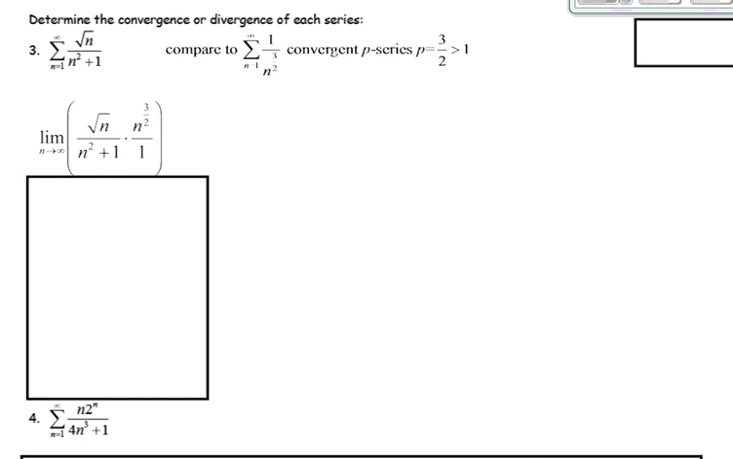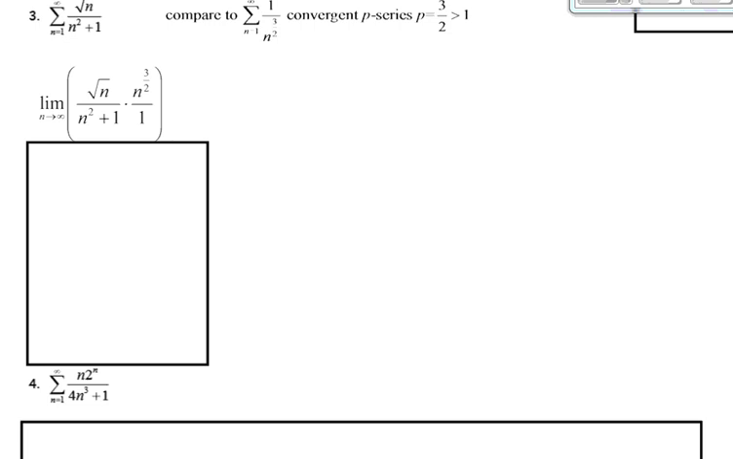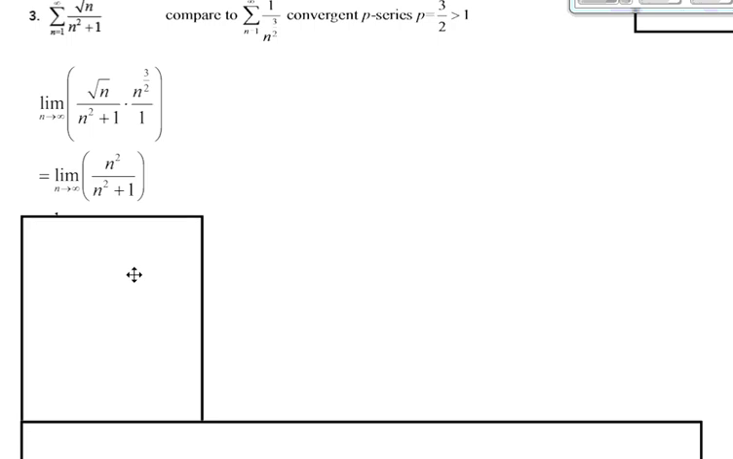Alright, so with that, then we're going to simplify. So we have n to the 1/2 in the numerator. So if we multiply like bases, n to the 1/2 times n to the 3/2, then we'll get n squared in the numerator over n squared plus 1 in the denominator.